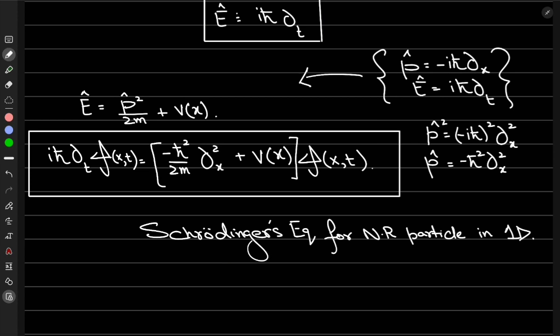Again, it tells us that particles at their most fundamental level are not point-like objects moving through space, but rather they're wave-like entities that spread out over space and time, right? So that's what this wave function is telling you. The wave function spreads out over space and time, and so it's a wave function. It's not really a point-like object.